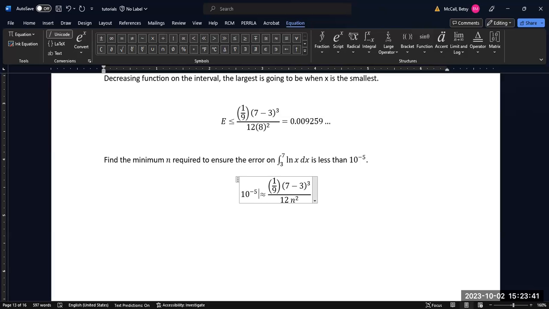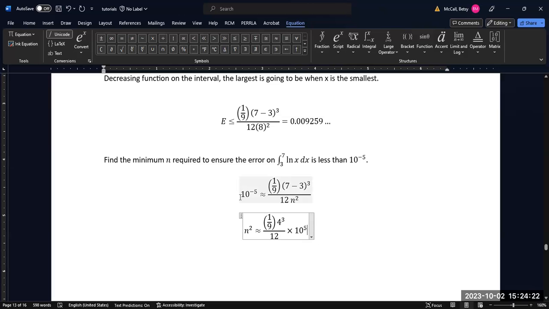Now, what we want to then do is a little bit of arithmetic. We're going to multiply by 10 to the 5th and multiply by n squared. And so what that's going to get us is n squared, again approximately here, just for the sake of simplicity, 7 minus 3, we'll say 4 cubed divided by 12 times 10 to the 5th.